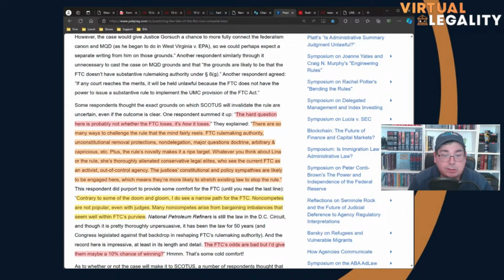The justices' constitutional and policy sympathies are likely to be engaged here, which means they're more likely to stretch existing law to stop the rule. The respondent did purport to provide some comfort for the FTC.